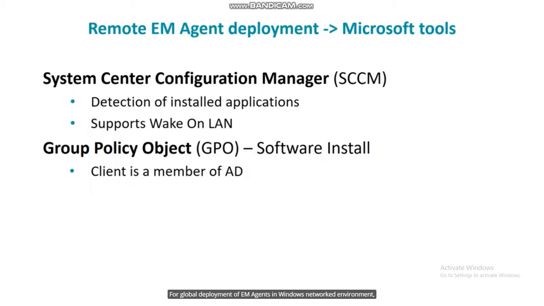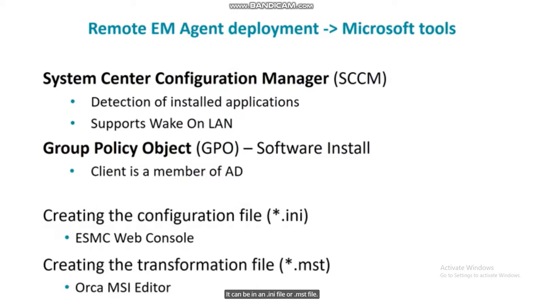For global deployment of EM agents in Windows networked environment, we recommend using the Microsoft native tools such as SCCM and GPO. Just like for any other agent deployment method, when using GPO, you have to provide configuration data for the agent. It can be in an INI file or MST file. This configuration file must be placed in the same directory as the agent MSI installation file.